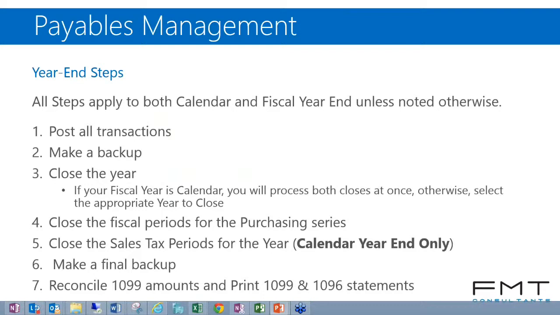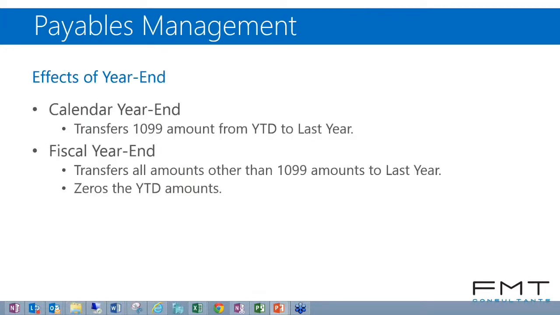And then it wouldn't be accounts payable if we didn't have 1099s on here. So we will address those even though it's not technically part of the year-end close process. The effect of the calendar year-end is to transfer the 1099 amounts from year-to-date to last year. Fiscal year-end transfers amounts other than 1099 amounts to last year, and it zeroes the year-to-date amounts. And it just kind of be consistent here.